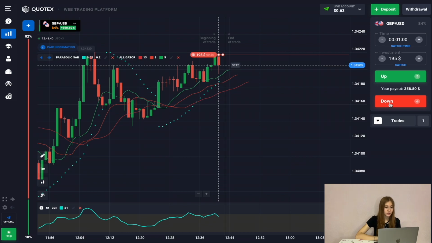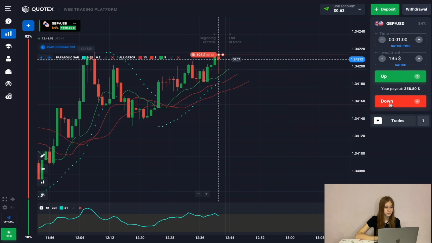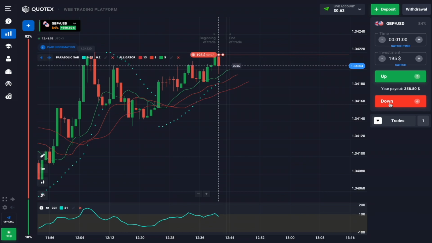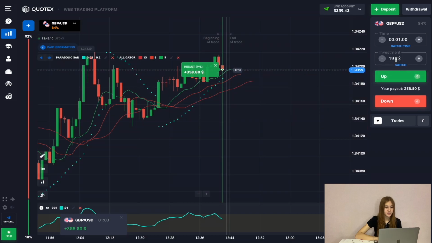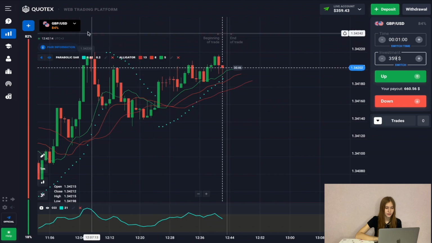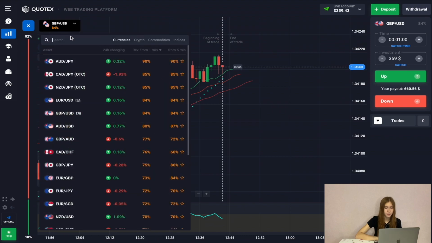Therefore, on the red candle, we can successfully close our trade. So let's wait until it closes. So we successfully close our trade, and the next open currency pair.